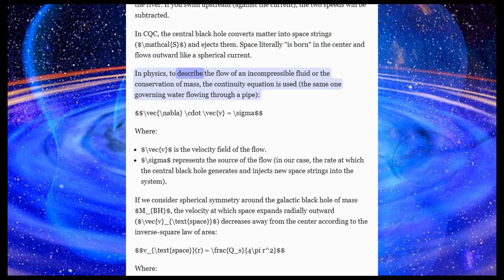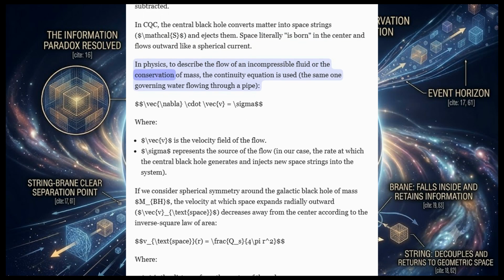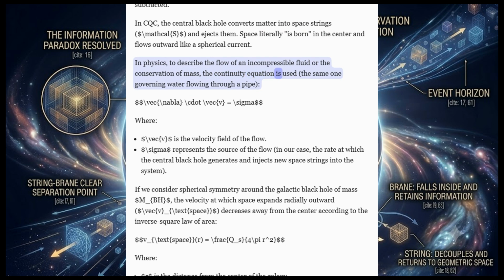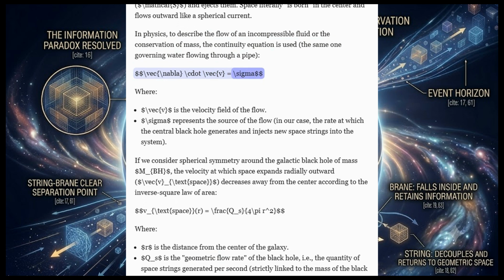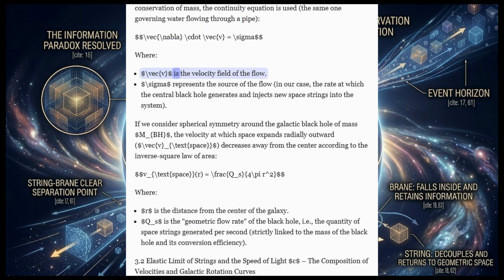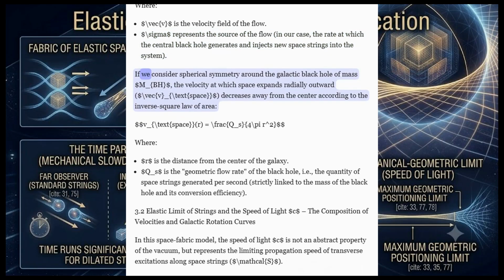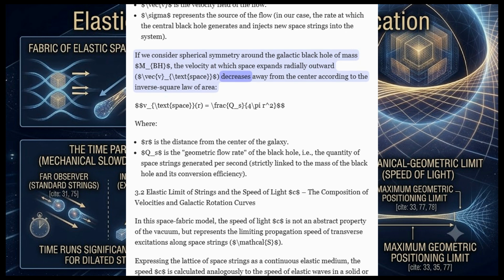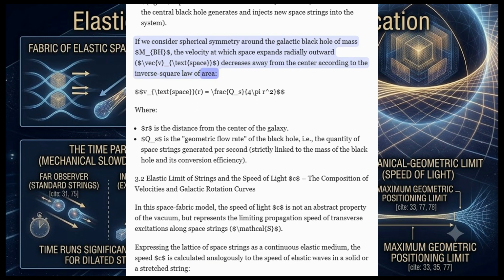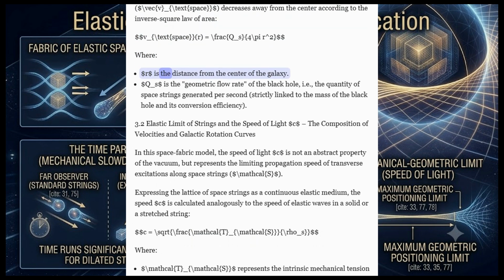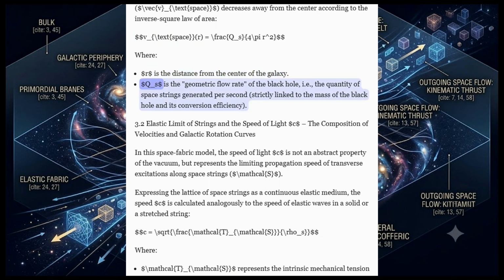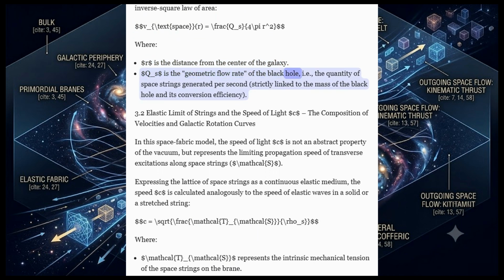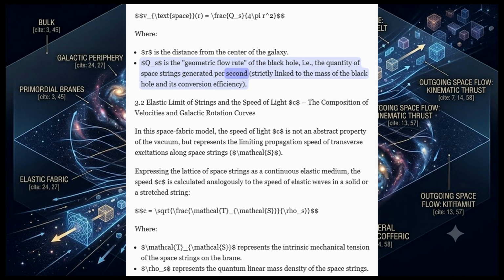In physics, to describe the flow of an incompressible fluid, or the conservation of mass, the continuity equation is used. It is the divergence of the velocity field, where v is the velocity field of the flow. Sigma represents the source of the flow. If we consider spherical symmetry around the galactic black hole of mass M, the velocity at which space expands radially outward decreases away from the center according to the inverse square law of area, where r is the distance from the center of the galaxy. Phi is the geometric flow rate of the black hole, that is the quantity of space strings generated per second.